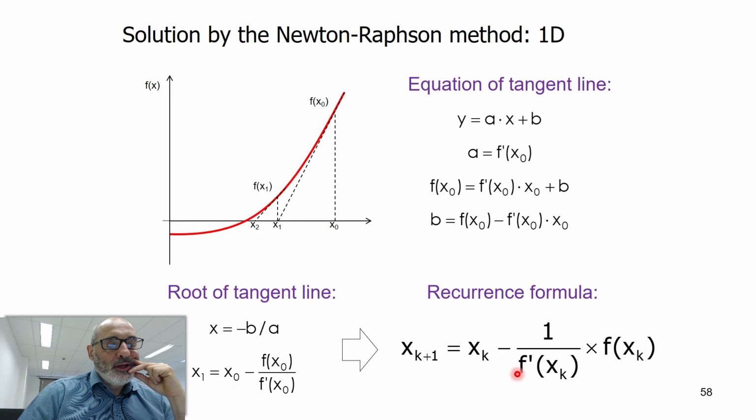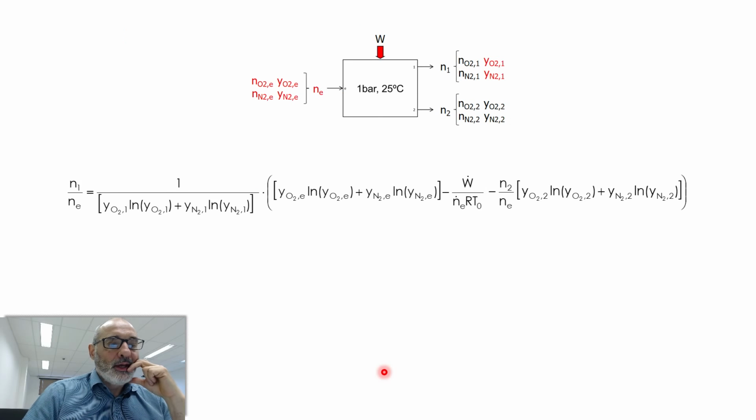So the two parameters are here, and when I calculate the root of the tangent line, I simply make y equals 0, okay? Then I get this formula here.